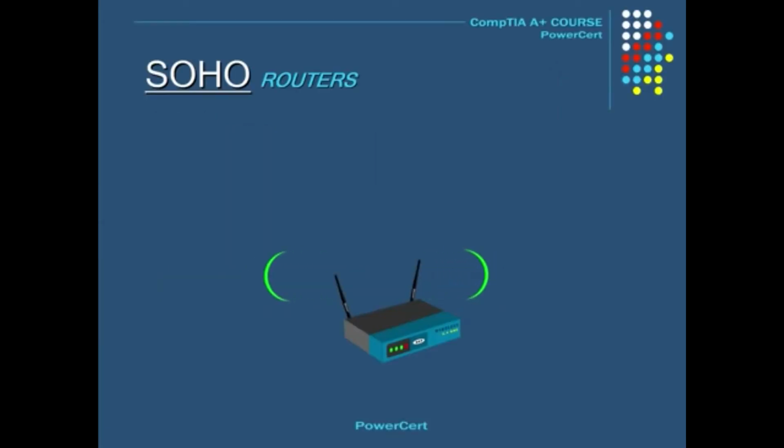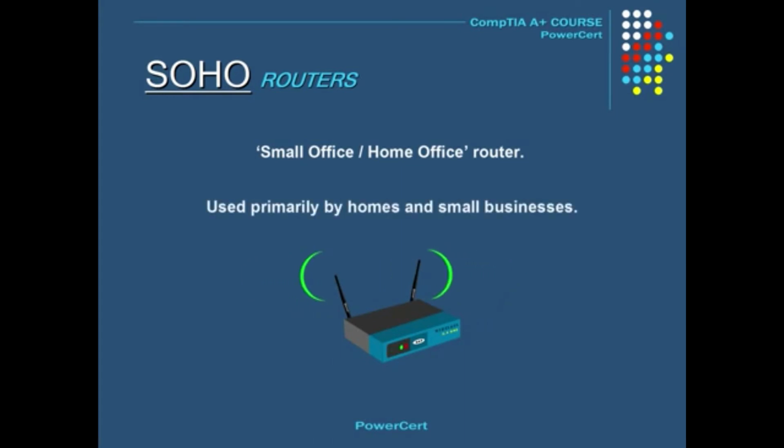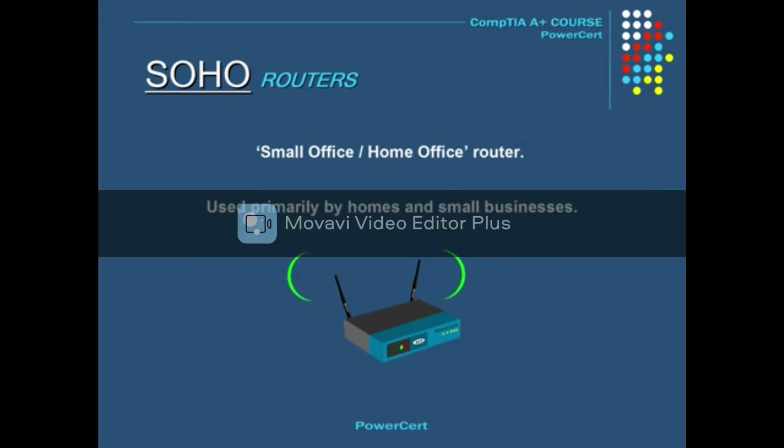Next, we're going to talk about SOHO routers, which stands for Small Office Home Office Router. And these are your common inexpensive routers that are used in homes and small businesses. These are fairly easy to set up, but if you don't configure the router correctly, you will not have access to the network.